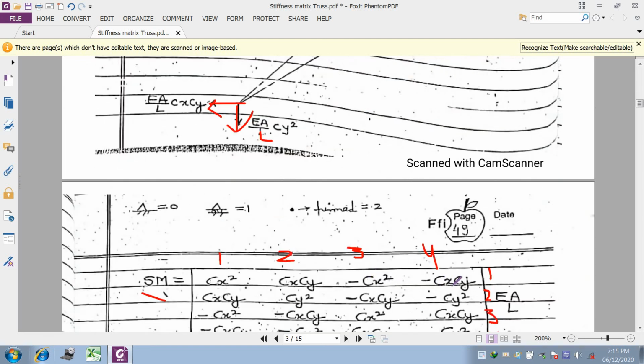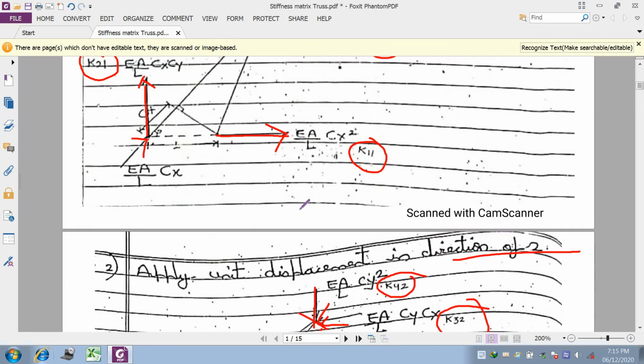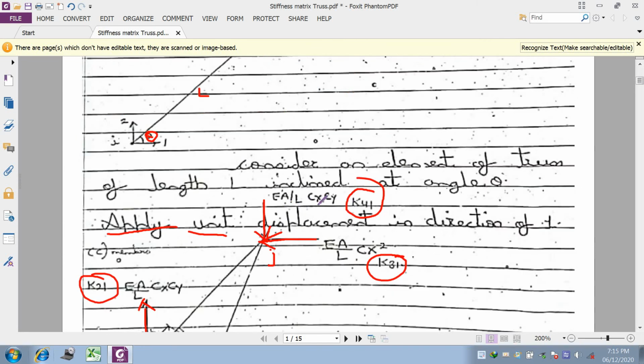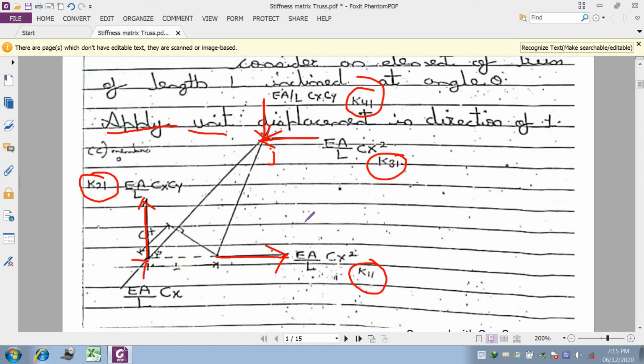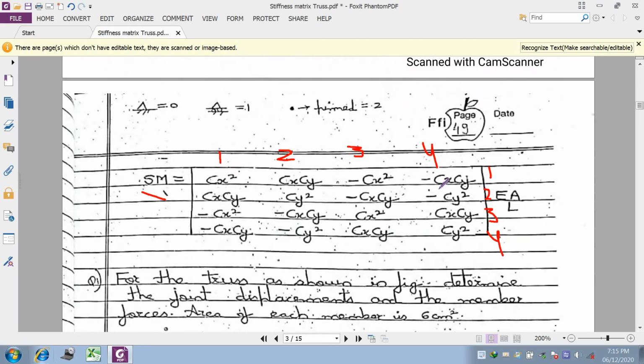Similarly here minus CX CY for 4 1. Let us see where 4 1 is. This 4 1 is CX CY, and it is also minus because it is going in downward direction. Similarly from figure number 2 you will get the second row, from figure number 3 the third row, and from figure number 4 the fourth row. So this is the basic structural matrix of any truss element.